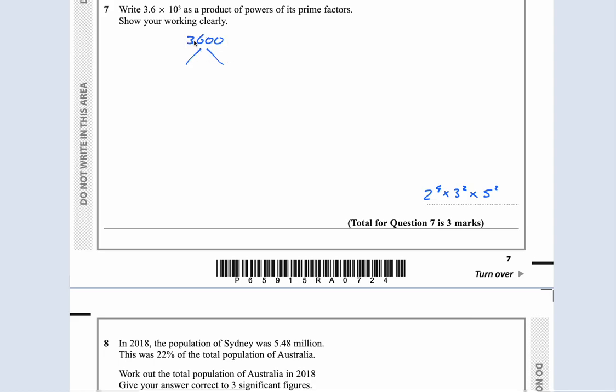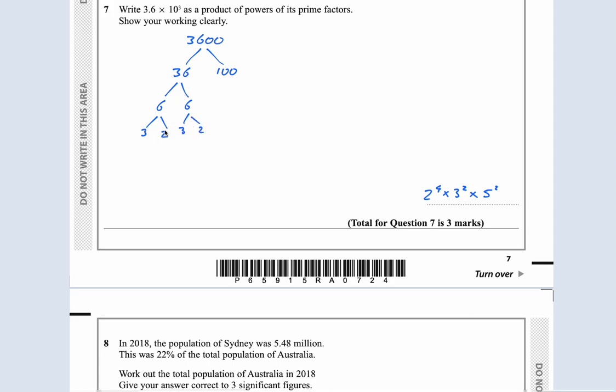So I split 3,600 into 2 factors. I'm going to choose 36 and 100. You could choose whatever, 2 times 1,800 or 360 times 10, whatever. And then you keep breaking it down. 36 is 6 times 6. 6 is 3 times 2. 6 is 3 times 2.